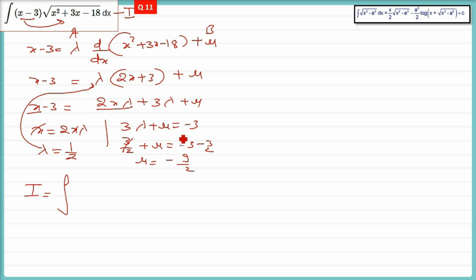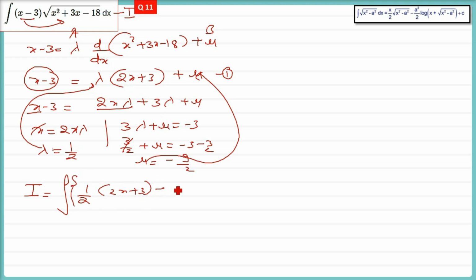So you have to place it here and then replace x minus 3 by this equation number 1. Essentially we are writing x minus 3 only. We are not changing it. We are just changing its form because we want the integration to be easy. Even if you multiply this half into 2x plus 3 minus 9 by 2, you will get x minus 3 on the left hand side. That is the same equation, just written in a different way, including this lambda and mu.